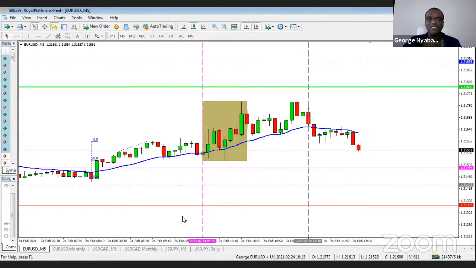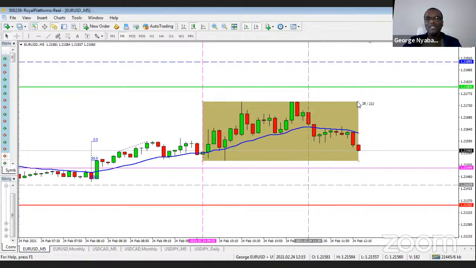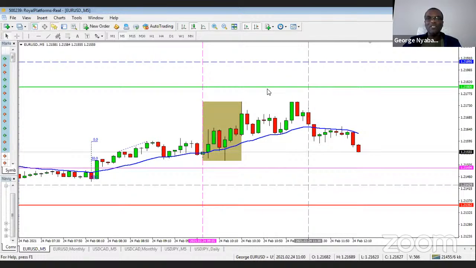So as it is on the euro, we're going to wait. You could extend that 20 pip range to there, but let's just keep it for clarity. The other thing you need to see, I would have marked also: the green is the high of yesterday, and the red is the low of yesterday. These are very significant because these are key support and resistance levels on this time frame.